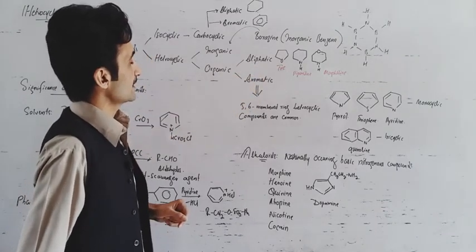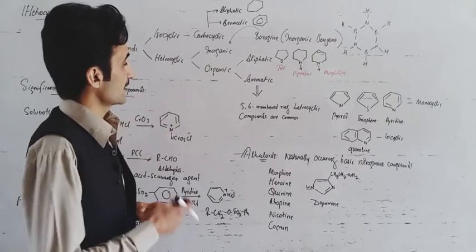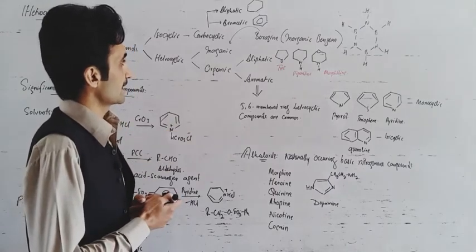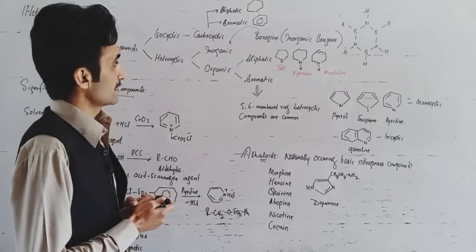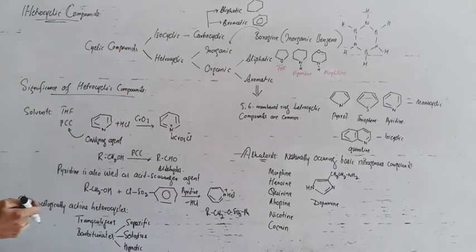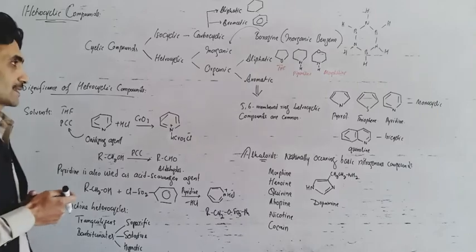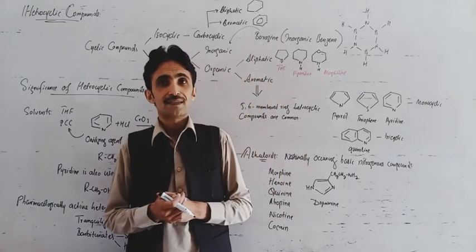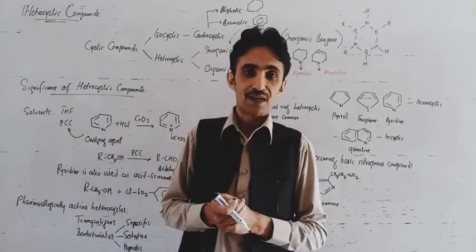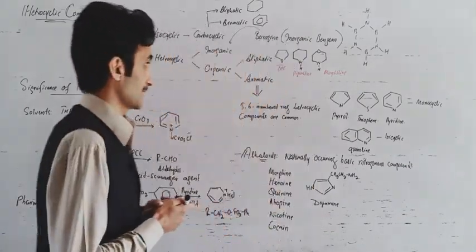So aliphatic compounds can be unsaturated, or they can be saturated as well. There is a simple distinction between aliphatic and aromatic. In aliphatic compounds there is no aromaticity, but aromatic heterocyclic compounds demonstrate the characteristic feature of aromaticity, or they are aromatic in character.